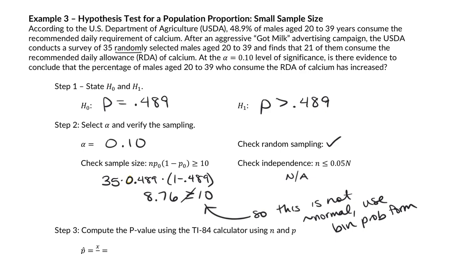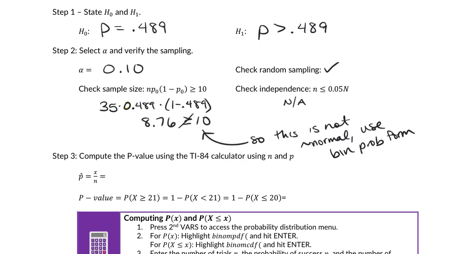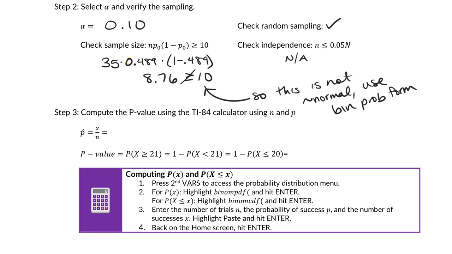This is where we are going to use our calculator, because our calculator has a function to do the binomial probability formula in like 3 clicks of a button, where doing this by hand takes us like a whole Excel spreadsheet. So we're going to compute the p-value using the calculator because we can still find a p-value. It's just going to be done by a different method.